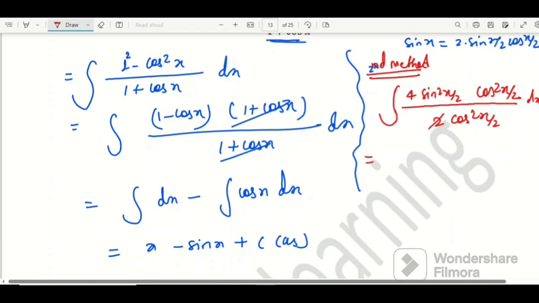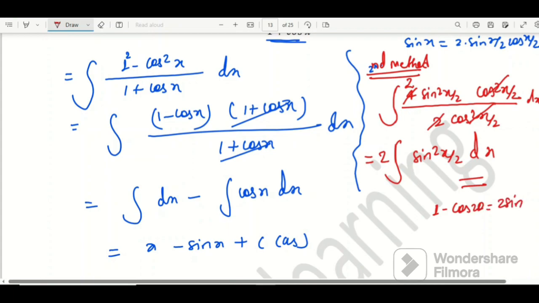So we can cancel 2, simplify by 2 times. We'll send 2 outside and we can cancel cos square cos square. It will be sin square(x/2) dx. Now we can easily integrate this with the formula 1 minus cos 2 theta equal to 2 sin square theta, and we'll set this theta as x by 2. So this will give you the required answer again.